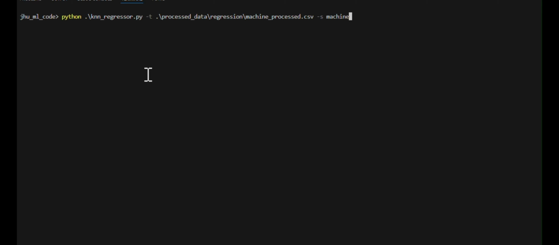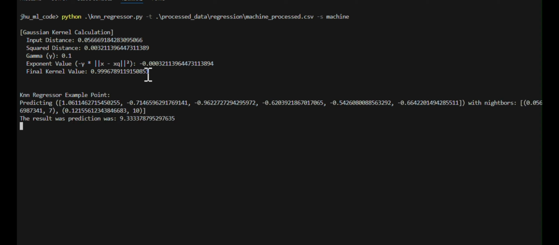I wanted to quickly run the k nearest neighbors regressor to show how the kernel function is calculated and an example point that is being regressed. As you can see here, the Gaussian kernel takes an input distance, squares the distance, uses the gamma, and then takes it to the exponent, and then you get your final kernel value. With the example point, you take all of the features, you put them in the model, and you get the calculation, and then the prediction comes. You use your hyperparameterized k and gamma values.